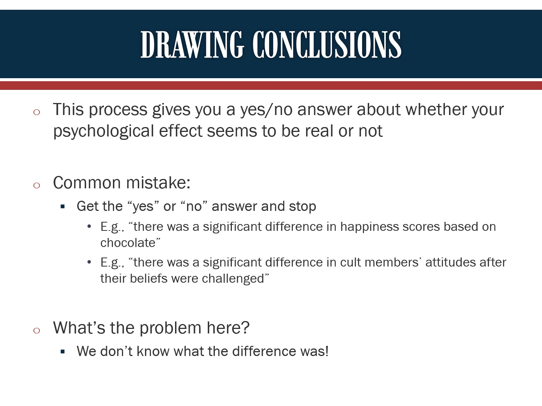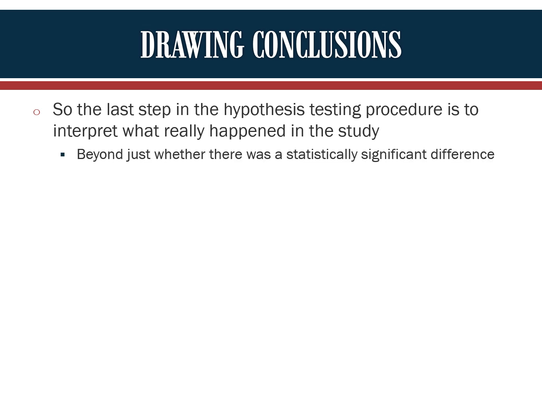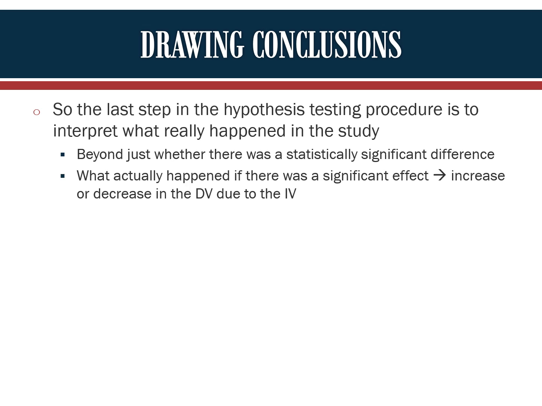So statistics are critical in psychology, but even more important, you have to accurately interpret what the numbers are actually telling you. That's kind of the last part of our process here of drawing conclusions. So the last step in the hypothesis testing procedure then is to interpret what really happened in the study. Beyond just whether there was a statistically significant difference or not, what actually happened if there was a significant effect? So did the IV increase the DV or did it decrease the DV? Right? So you need to know what actually happened. Did chocolate increase people's happiness or did it decrease people's happiness?